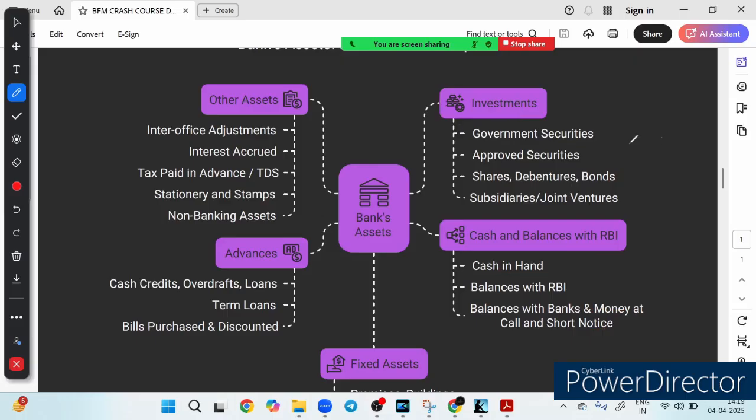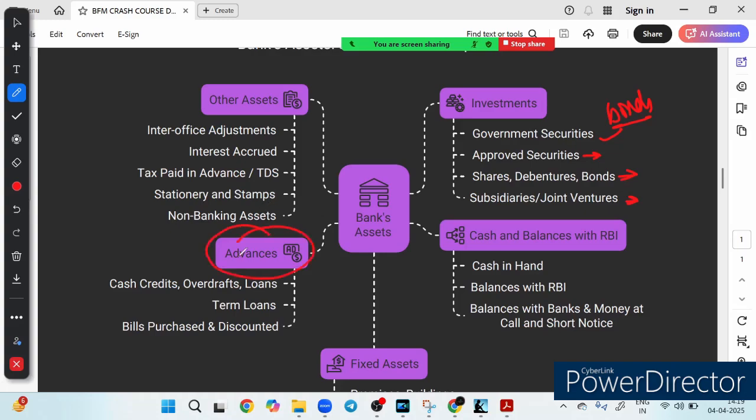And it includes government security, which means safe investments in bonds issued by the government, approved security, and other regulated investments that banks are allowed to hold: share, debenture and bonds, right? These are company share, debenture and bonds, and then subsidiary and joint venture, so ownership is a stake in other business. By investing wisely, banks ensure they earn a stable return.